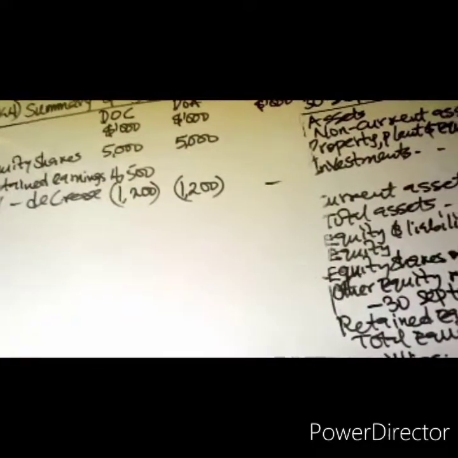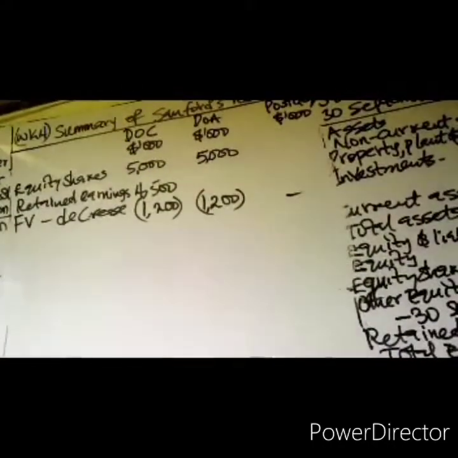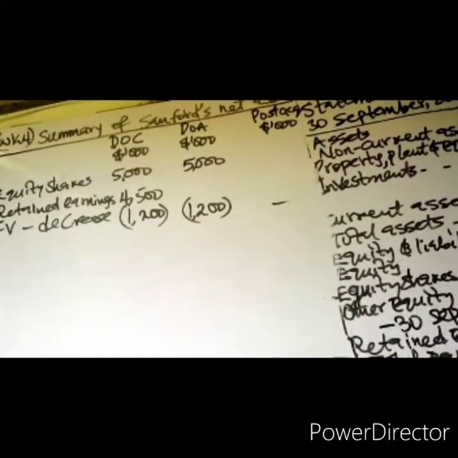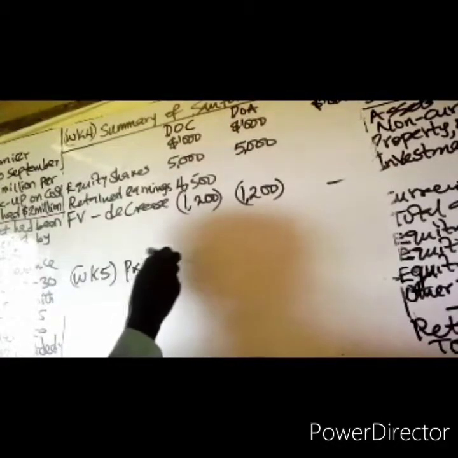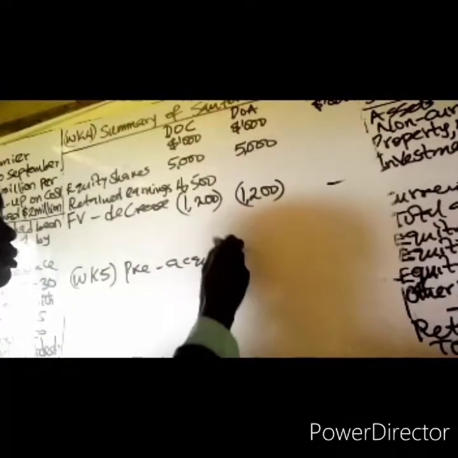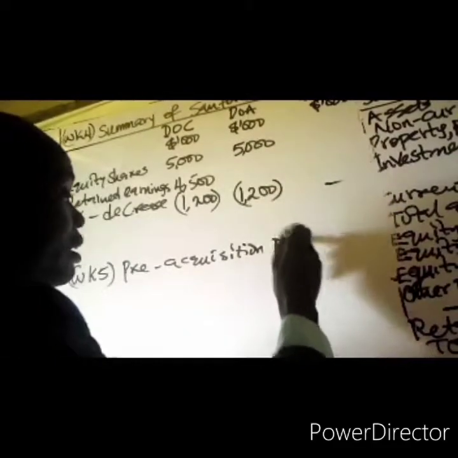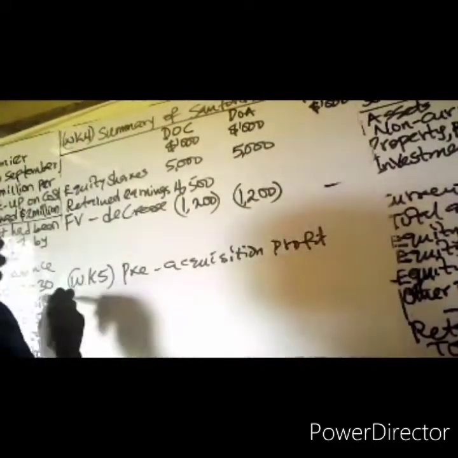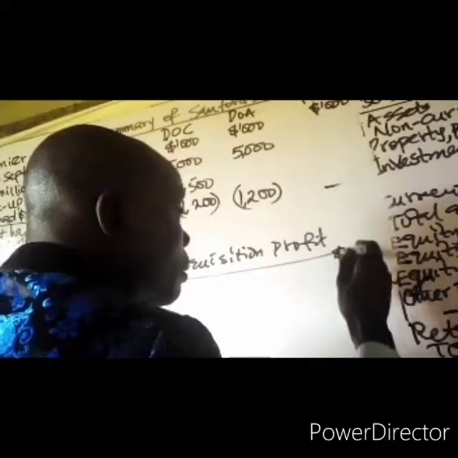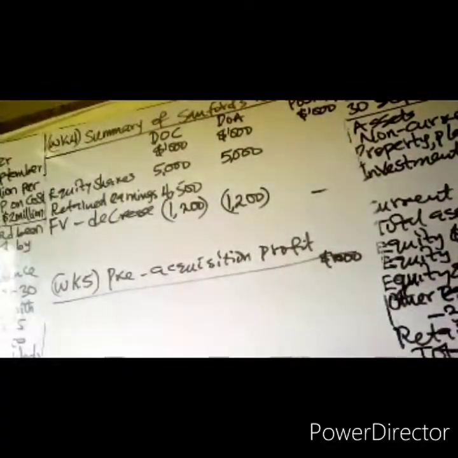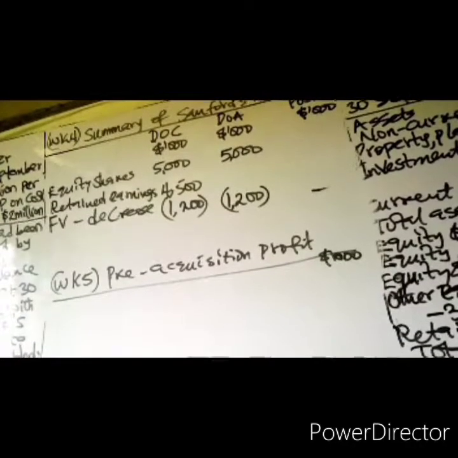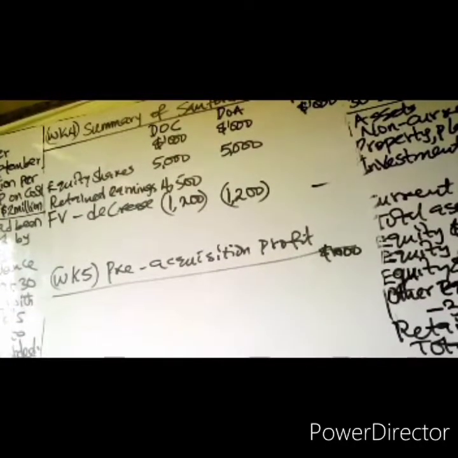Now, if you look at the question from A to Z, you will not see pre-acquisition profits anywhere. So you have to determine that now. I've told you that there are two ways of calculating the pre-acquisition profit. If you watch my lectures on consolidated statement of financial position, where we have acquisition during the year, I said there are two ways of calculating the pre-acquisition profit.